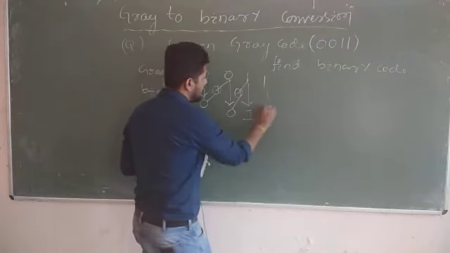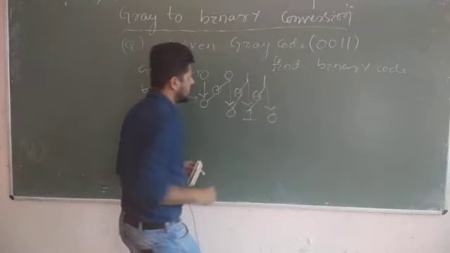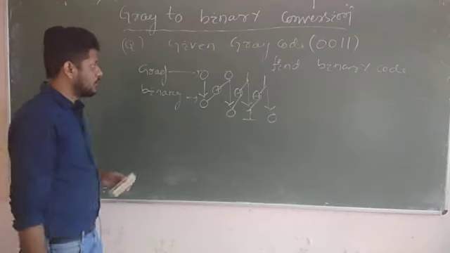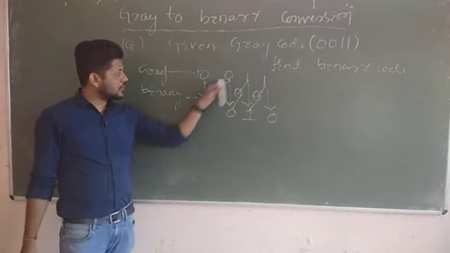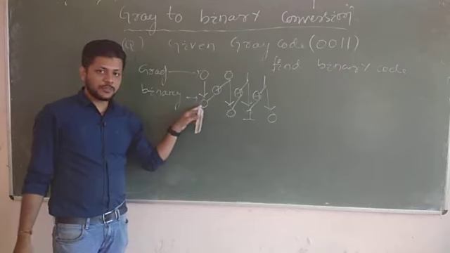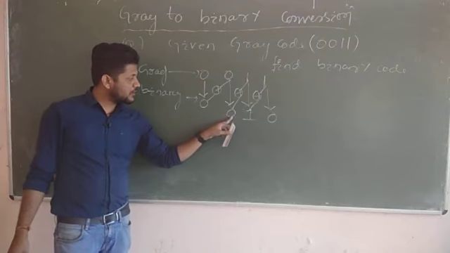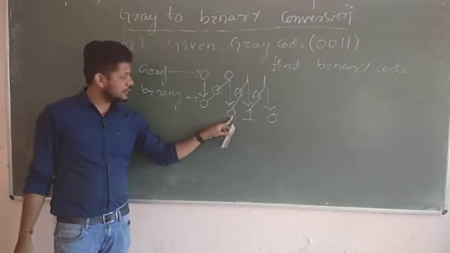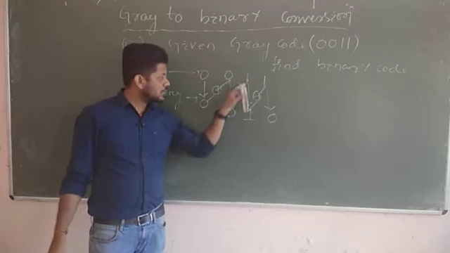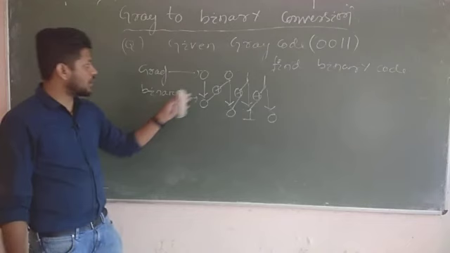Then how to write this number? 1 XOR with 1. This is 0. So the answer is 0 0 1 0. So just XOR with the first; find this. This is the same as it is, because this is the MSB bit. Then 0 XOR 0, then that will give you the second binary number. Then that corresponding binary XOR with the 1, then that will give you the next binary number. In this way you can perform.